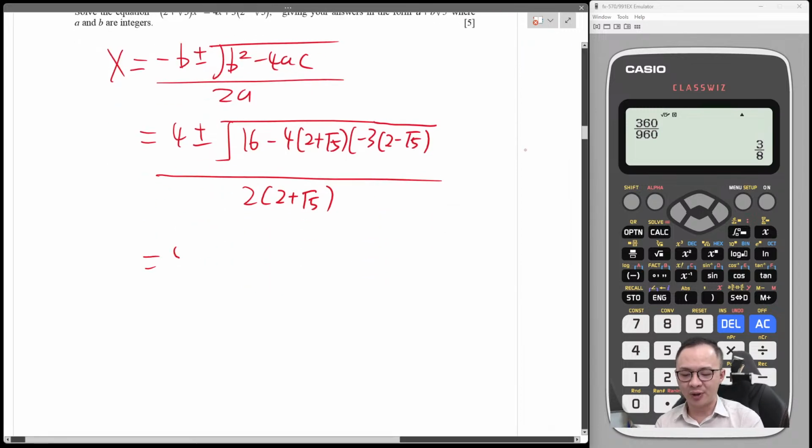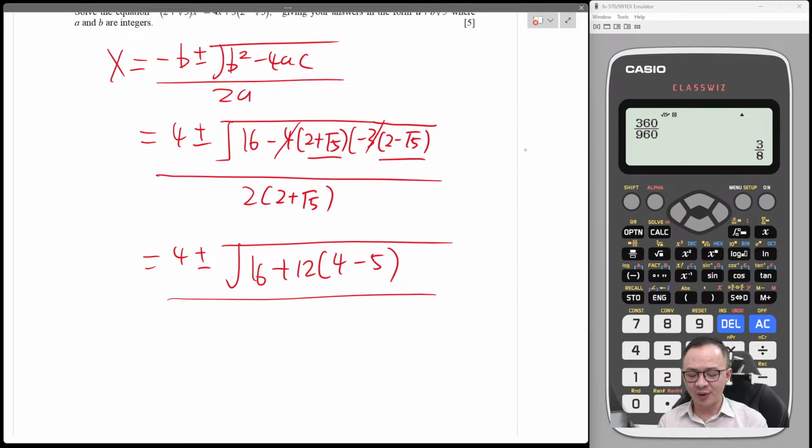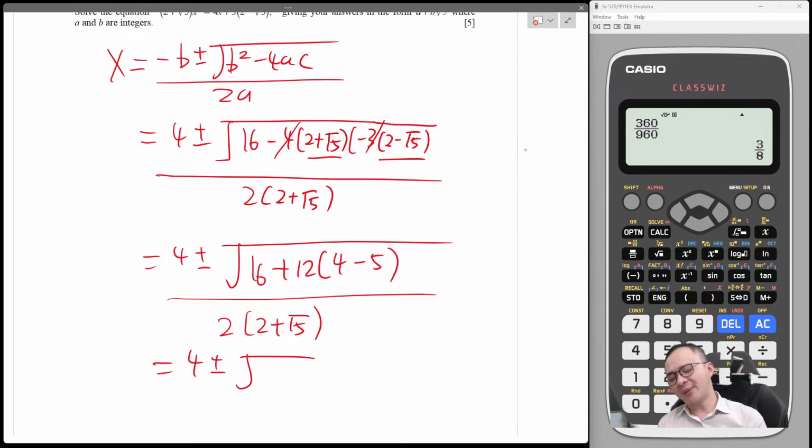Okay, do carefully here. 16, this is 12. A plus b, a minus b, we get a square minus b square. Okay, so which is negative 1? Negative 1. This one I don't think I want to multiply the 2 into it yet, so I just leave it outside like that. So 16 minus 12, I will get 4. Square root 4 is 2.